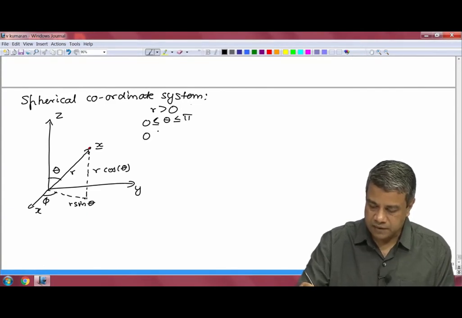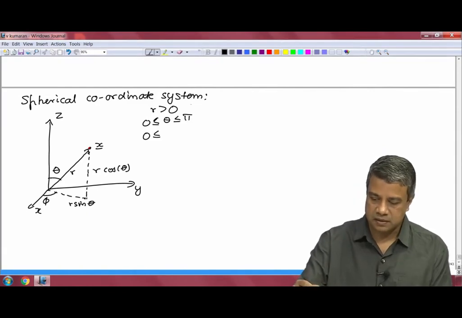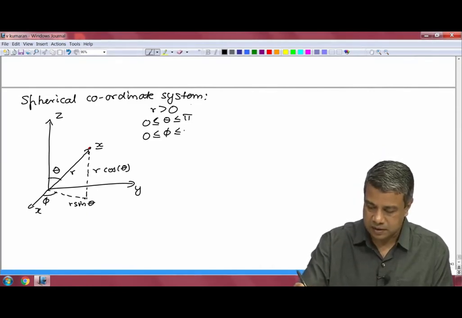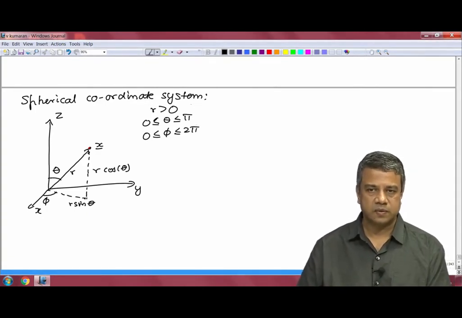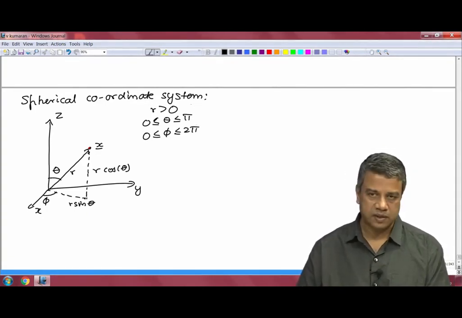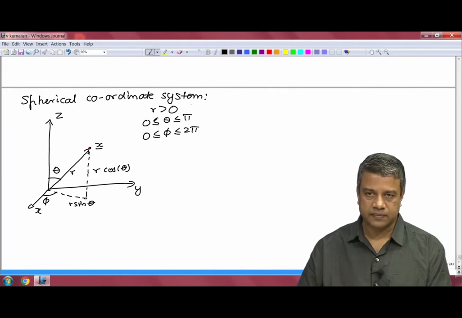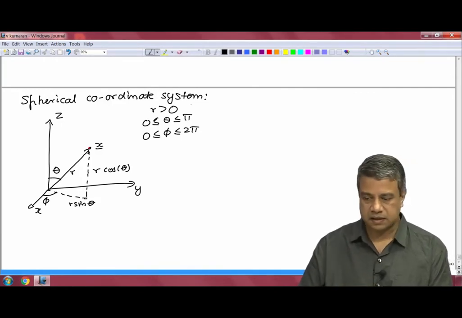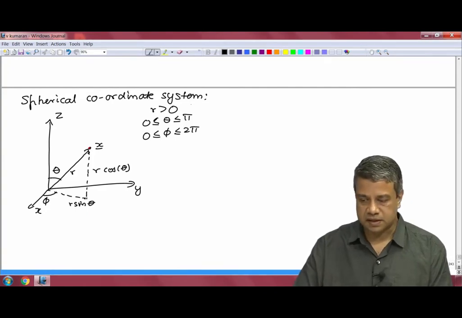And the angle phi, which is the angle around an axis. Around the axis you can go an angle which is a total of 2 pi. When you go one circle around the axis, the angle is 2 pi. So, phi varies between 0 and 2 pi. So, these are the three coordinates in a spherical coordinate system: the distance from the center r, the angle from the plus z direction theta, and the angle that the projection makes from the plus x direction, that is phi.